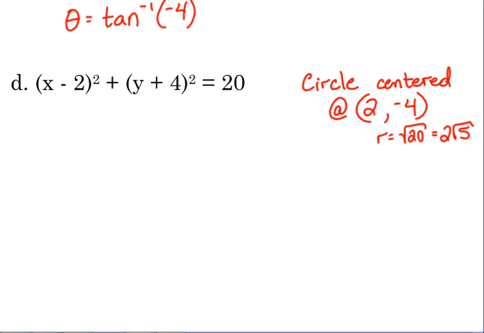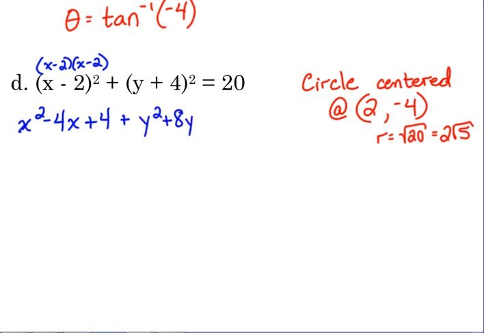Now, there are a couple of different ways that you can approach this, but how about we expand this out and see what we get? By expand this out, I mean x minus 2 squared is x minus 2 times x minus 2. Let's work that out. So x squared minus 4x plus 4. Do the same thing with the y plus 4 squared: y squared plus 8y plus 16 is equal to 20.